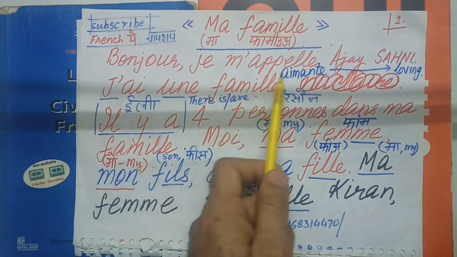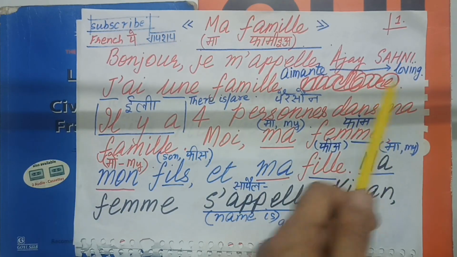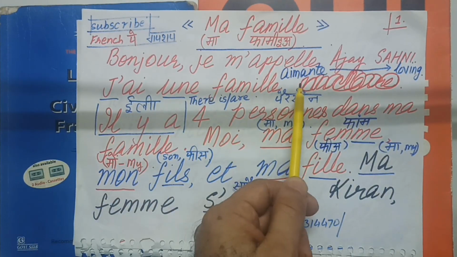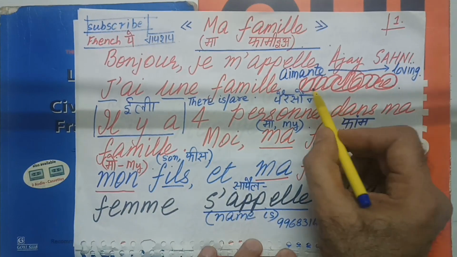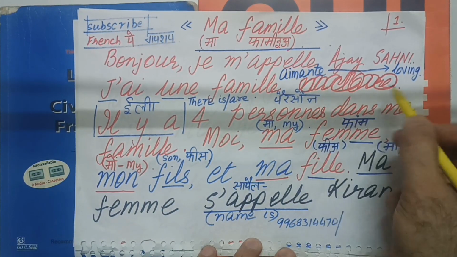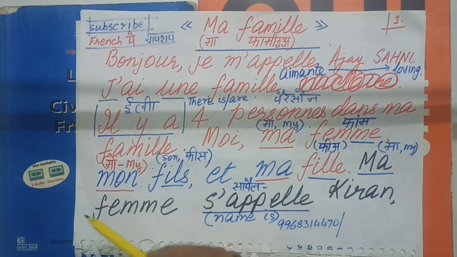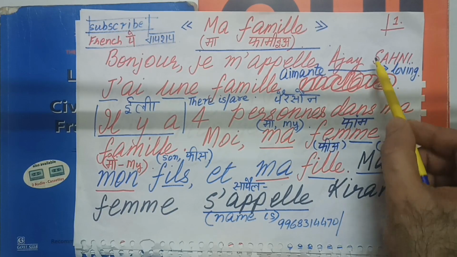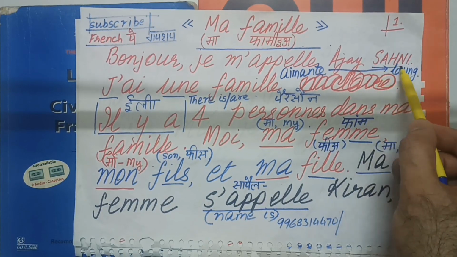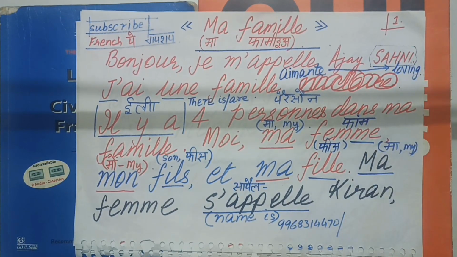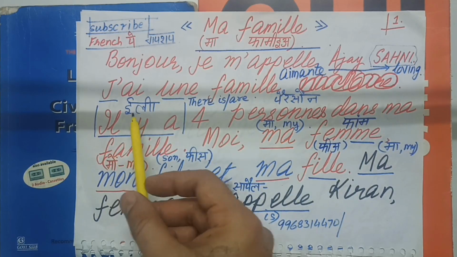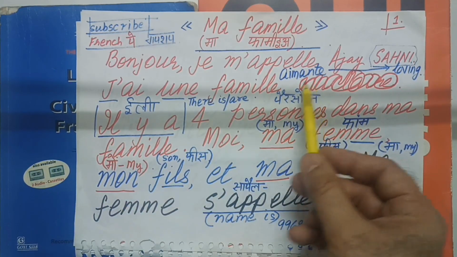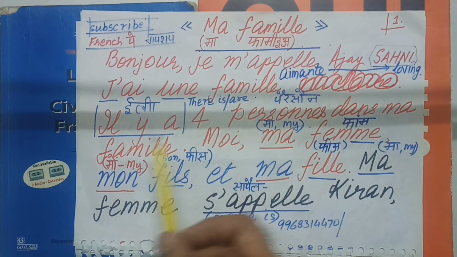Bonjour, je m'appelle Ajay Sahani. J'ai une famille aimante. So I have deleted this because I had written something by mistake. So hello, my name is Ajay Sahani, and if you notice I have written my last name in capital letters. So that is what the system in French is. You write the last name in capitals, right? J'ai une famille aimante. I have a loving family.